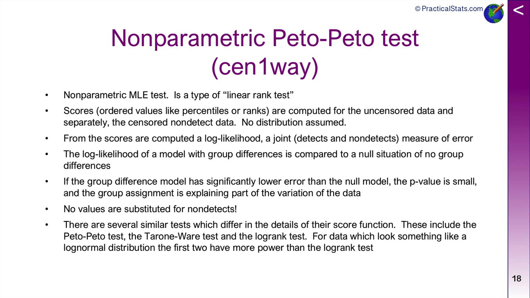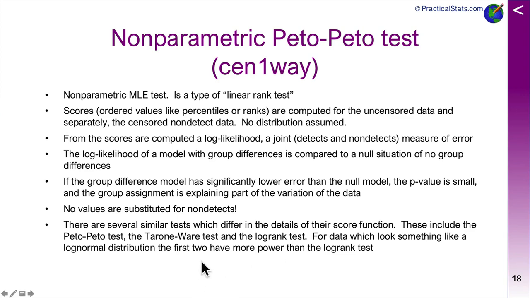The model is not just the null hypothesis, not just saying that there's noise around all of the group means. It's saying that the group means really do differ. So if the group difference model has a significantly lower error than the null model, the p-value is small, the group assignment is explaining at least part of the variation of the data, a significant part, and we're going to reject the null hypothesis. So there are different ways to compute these scores that people have developed over the years.